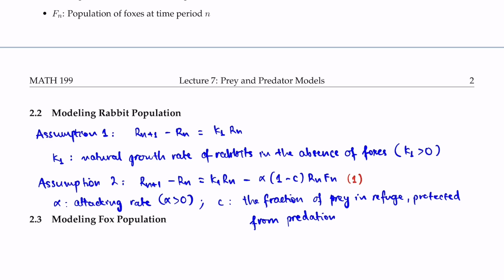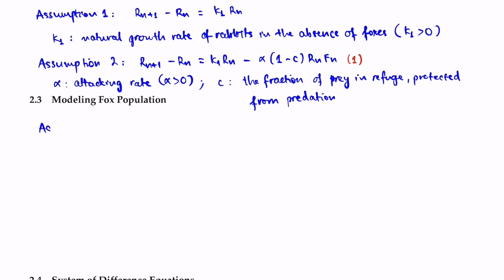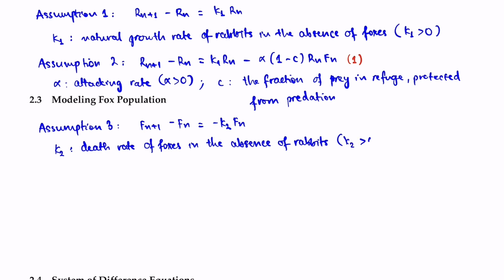I call this equation 1, and I will include this equation in the system of difference equations to model the prey and predator interactions. Now I'm going to move on to the next two assumptions, where I'm going to use them to model the fox population. In assumption 3, the rabbit population is the only food source for the foxes. Therefore, in the absence of the rabbits, the population of the foxes decreases at a constant rate and dies out. So from assumption 3, you have that F sub n plus 1 minus F sub n equals negative k2 times F sub n, where k2 is the death rate of foxes in the absence of rabbits. And we assume that k2 is a positive number.